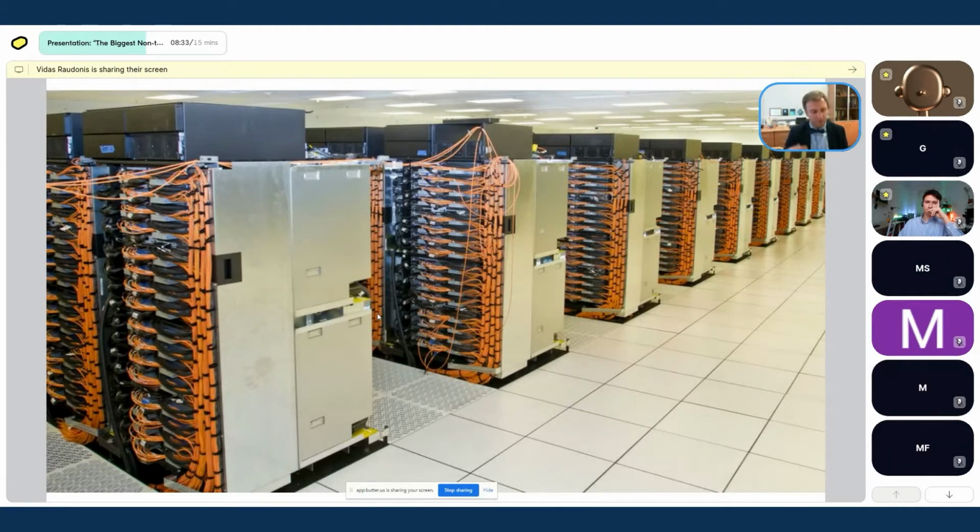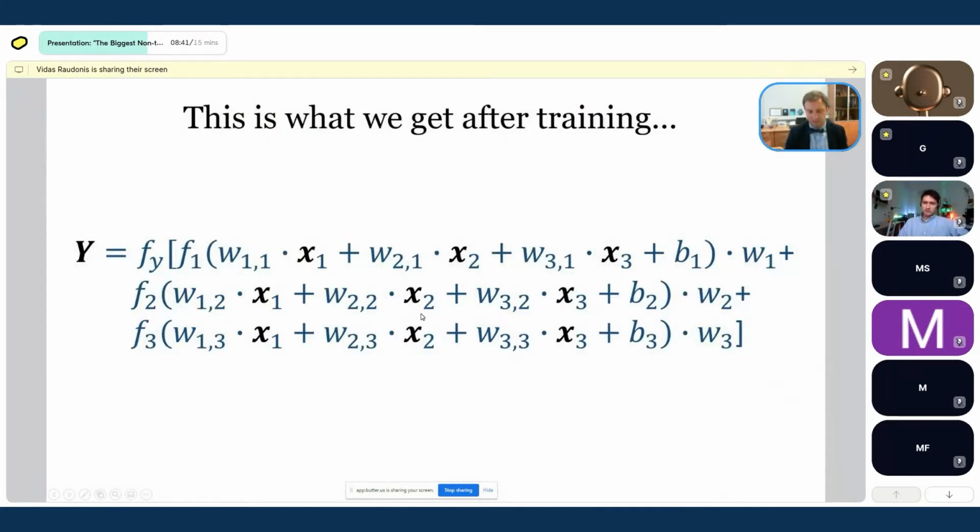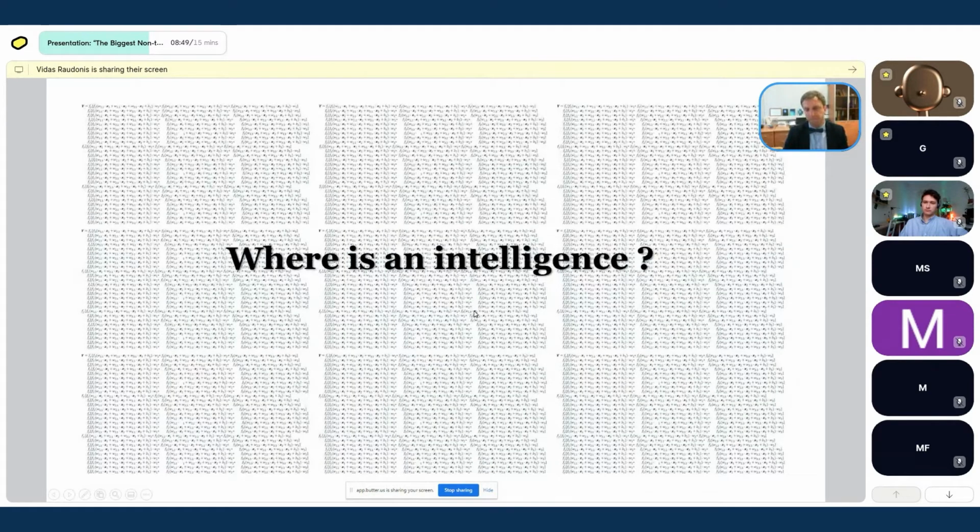And actually, when the neural network or any type of artificial intelligence is trained, we will get something like this. It's all about numbers. If we have a bigger structure, this equation can be a lot bigger. And what is happening here? It's my question here. If we end up with numbers in the equation, then where is the intelligence there?